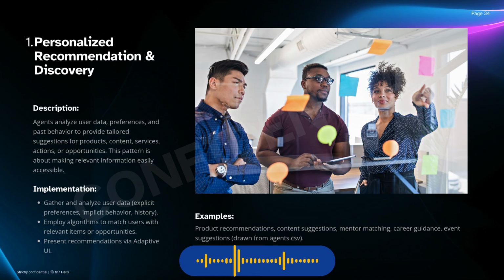Personalized recommendation and discovery. This is all about using AI agents to analyze user data and preferences to provide tailored suggestions. So it's like having a personal shopper or a career counselor, powered by AI, right there in your pocket, helping me find exactly what I need. Exactly, even if you don't know what you're looking for. Okay, so give me some examples of this in the real world. Well, think about e-commerce sites that recommend products based on your browsing history, or streaming services that suggest movies you might enjoy. Those recommendations can be really helpful, especially when you're overwhelmed with choices. It's like having a trusted advisor helping you cut through the noise.